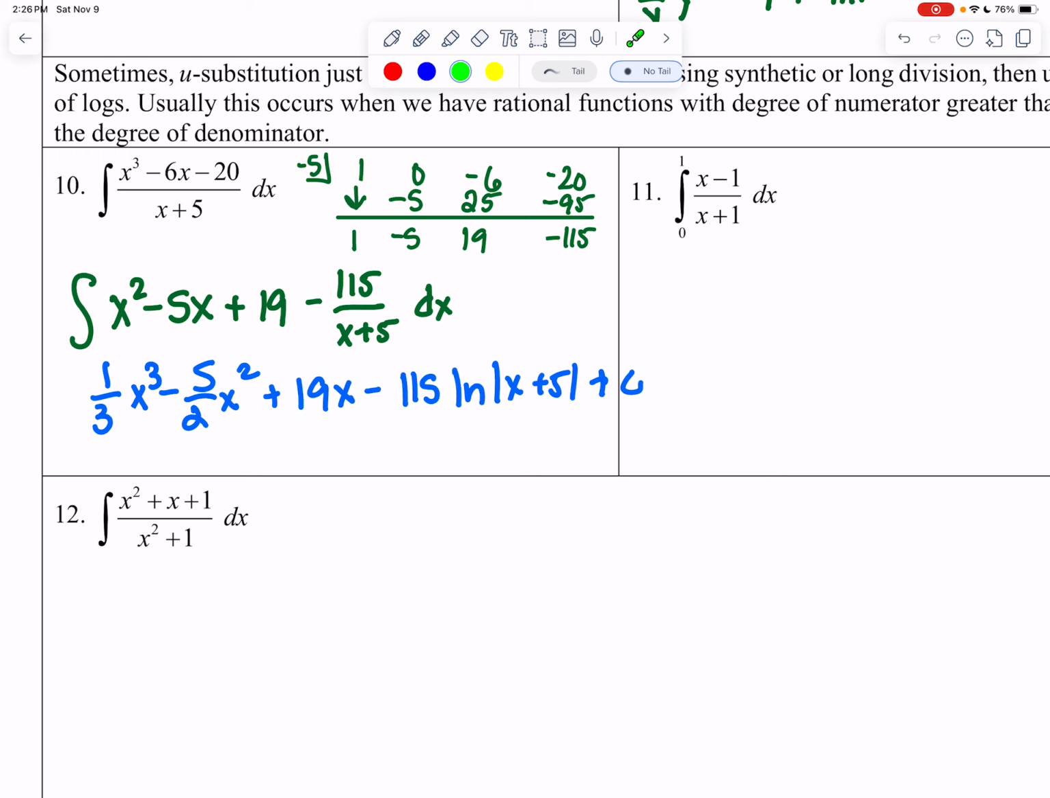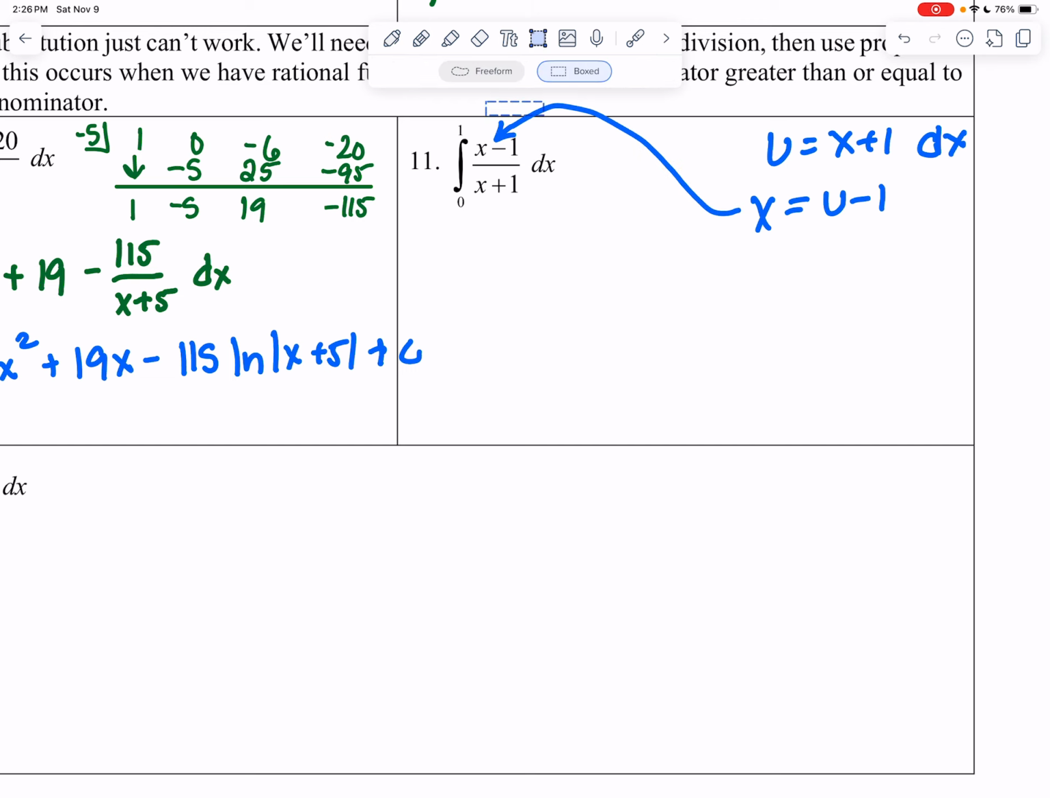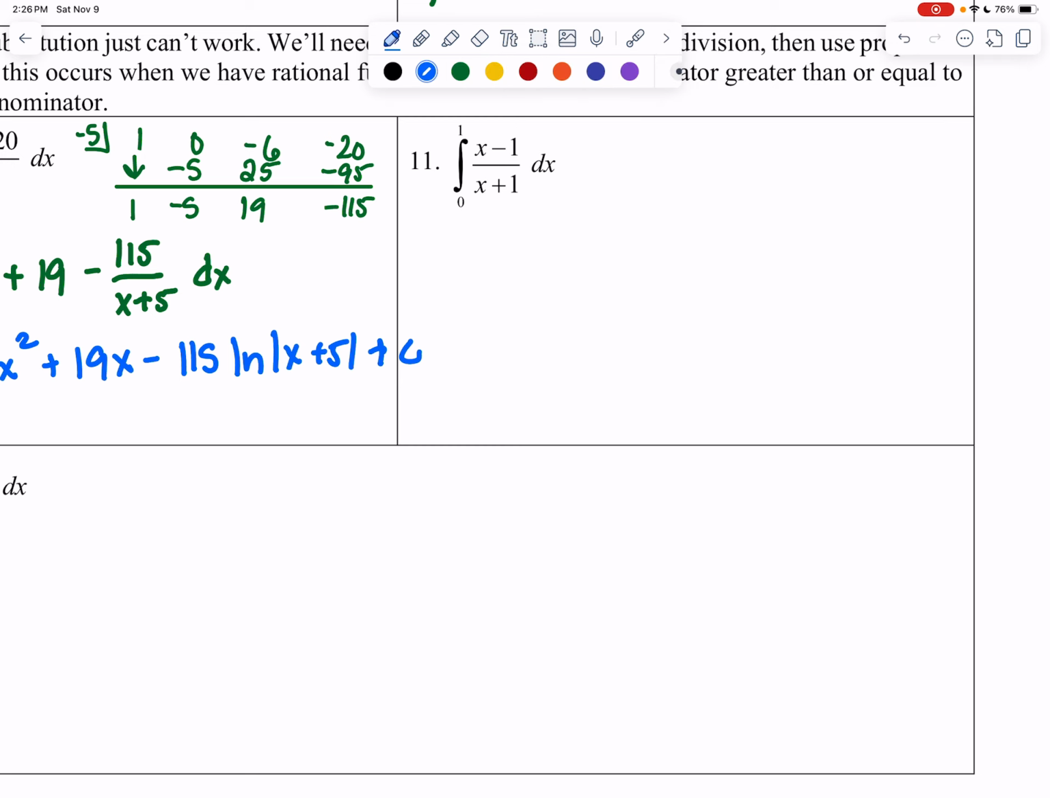All right, on number 11, we have the integral from 0 to 1 of x minus 1 over x plus 1. Now, this one you can use u-sub in terms of you having to rewrite x in terms of u. So then remember that this would have been u minus 1, and then put that in terms of that right there. But for this one right here, what I'm going to do is use, once again, synthetic, just so that we could see what's happening here.